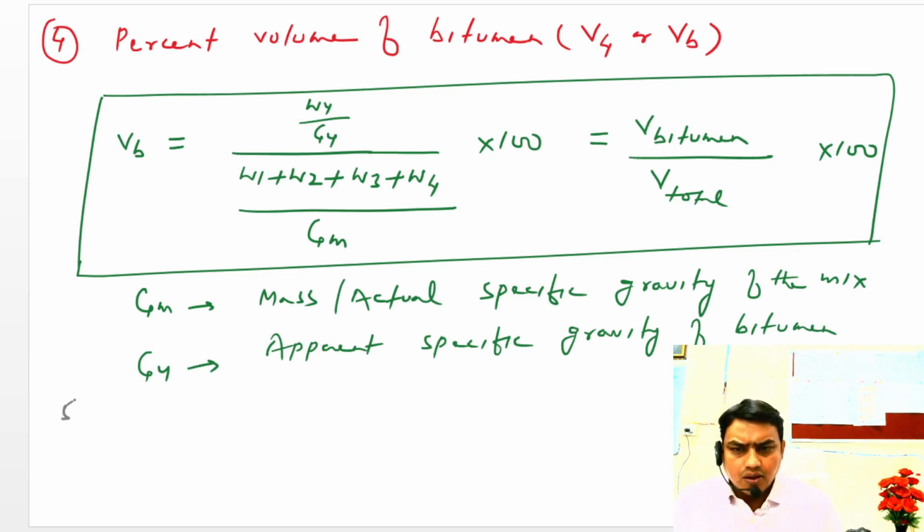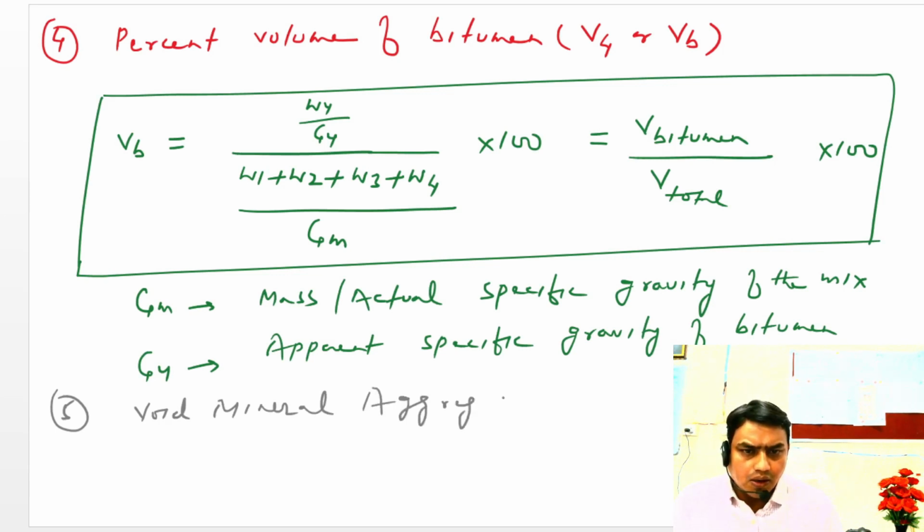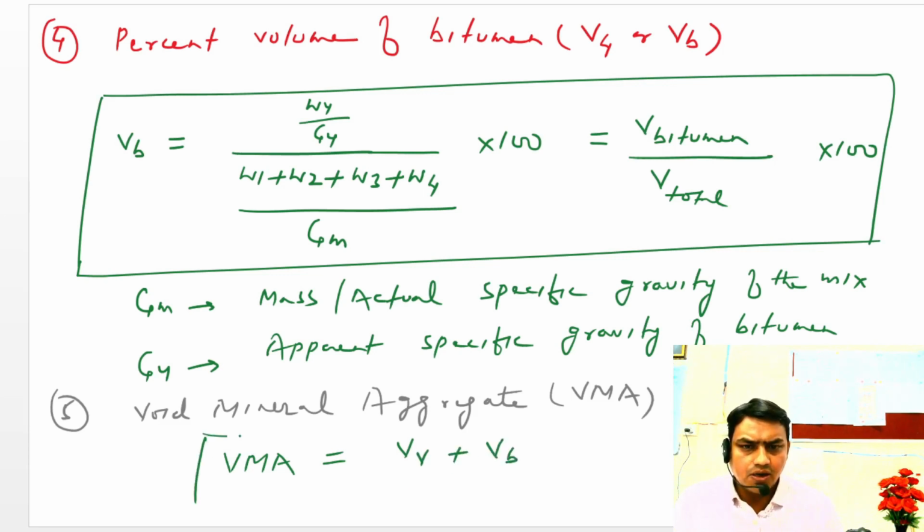Next term is void mineral aggregate, denoted by VMA. So void mineral aggregate can be written as the sum of percentage volume of air voids plus VB, where VB is the percentage volume of bitumen.